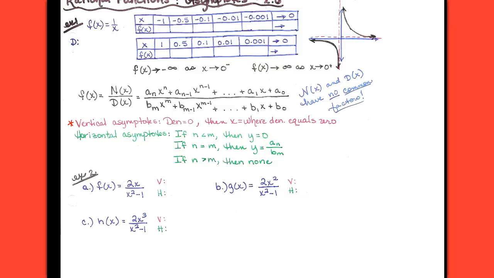26, page 189, talking about rational functions and asymptotes. All right, rational function. What's a rational function? What's something that's rational? It can, yes.